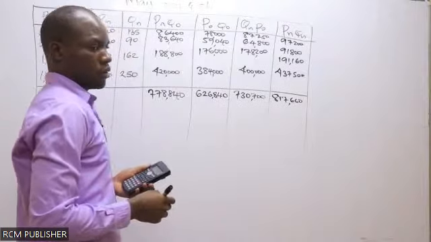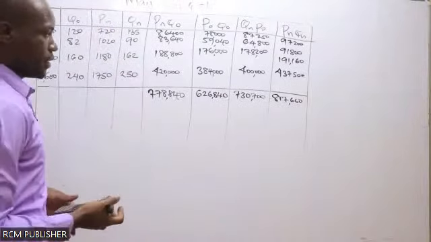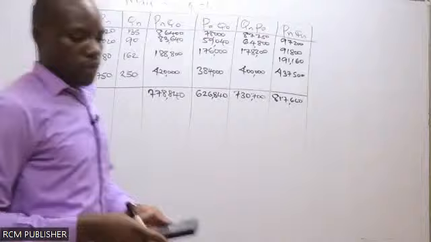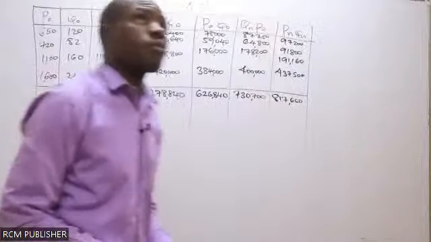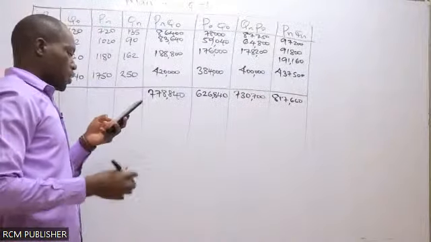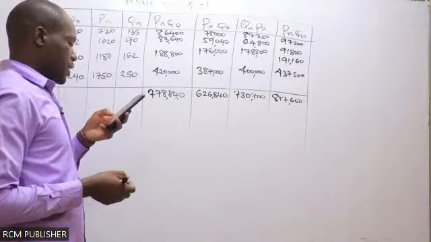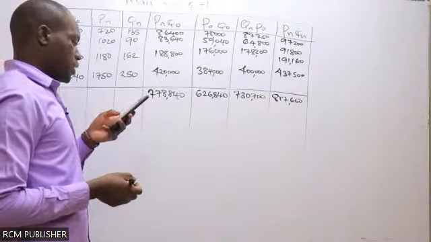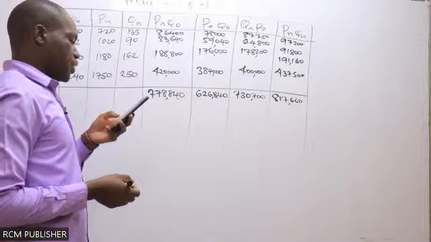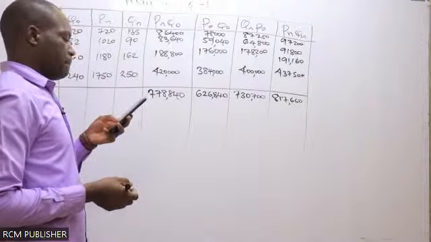817,660. So let's now get to the question. Required: purchase price index for the year 2019 and 2020 using 2017 as the base year.